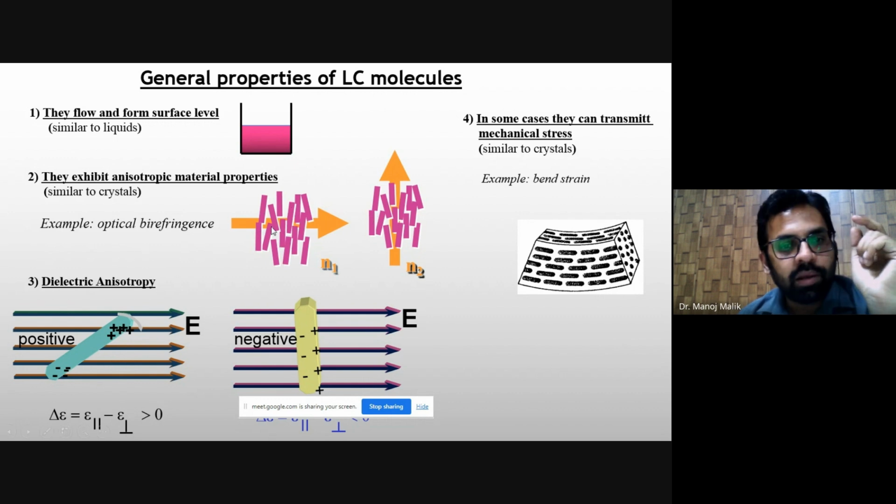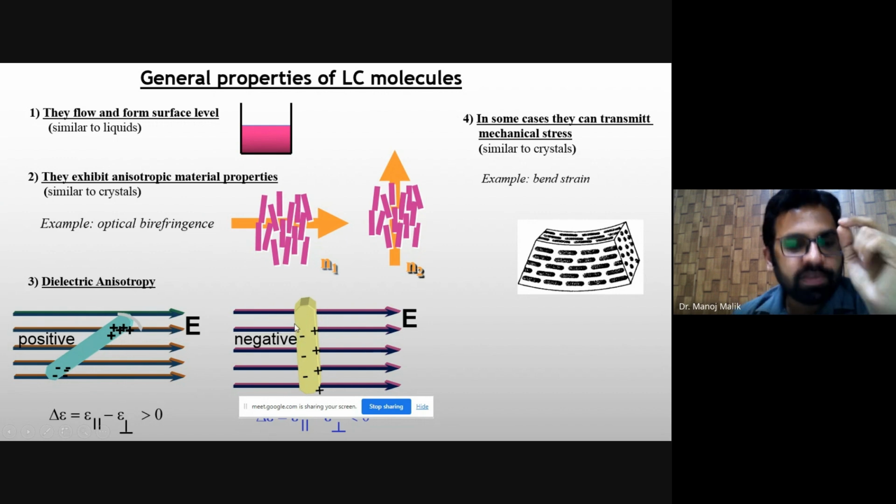Similarly, because of their anisotropy, they also show dielectric anisotropy. And because of all these properties, these liquid crystal molecules in the presence of an electric field have the property to rotate or align themselves depending on positive dielectric anisotropy or negative dielectric anisotropy. For example, in case the molecule is a positive dielectric material liquid crystal, it will align itself parallel to the electric field. And if it is a negative anisotropic material, it will align itself perpendicular to the applied electric field.